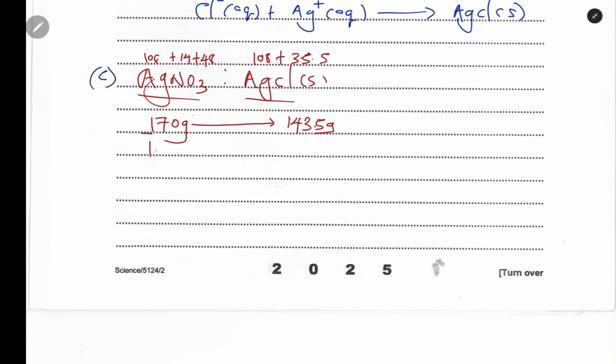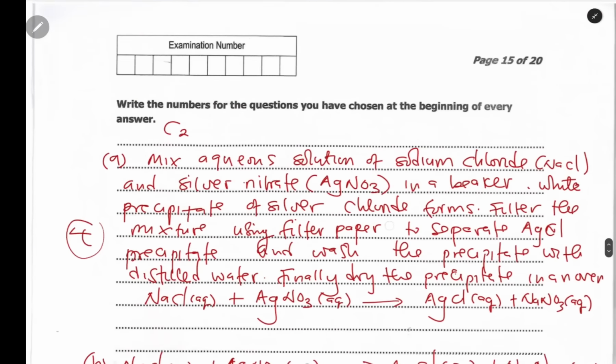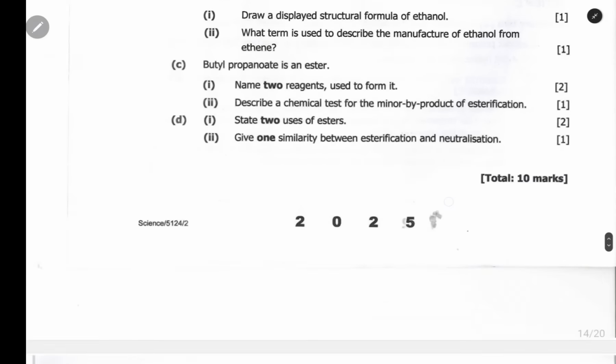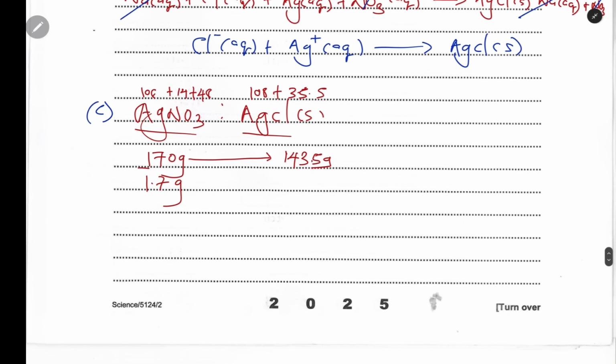Now, what about 1.7 gram? We are asked to calculate the mass of silver chloride expected if 1.7 gram of silver nitrate reacted with excess. So, for 1.7 gram, what is the amount of silver chloride that will be produced? Cross multiply. We are going to have 170 gram times x gram equals 143.5 gram multiplied by 1.7 gram.